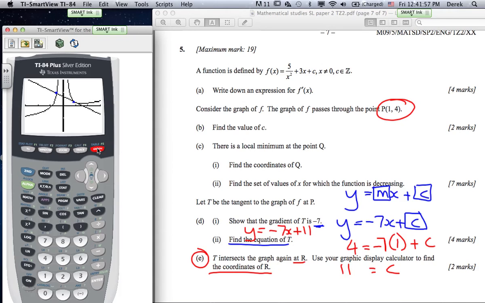So we go to our second function calc, and we want the intersect, so we go to 5. The first curve is that, when x is equal to 0, and we say enter. Let me go along here, to there, and I say enter, and the second curve enter, and guess, and it gives it to me, and it's x is equal to minus 0.5, and y is equal to 14.5. So we would write the coordinate in our brackets as (-0.5, 14.5).